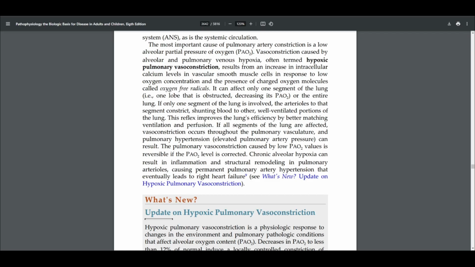Chronic alveolar hypoxia can result in inflammation and structural remodeling in pulmonary arterioles, causing permanent pulmonary artery hypertension, and that would eventually lead to right-sided heart failure. Something to remember.